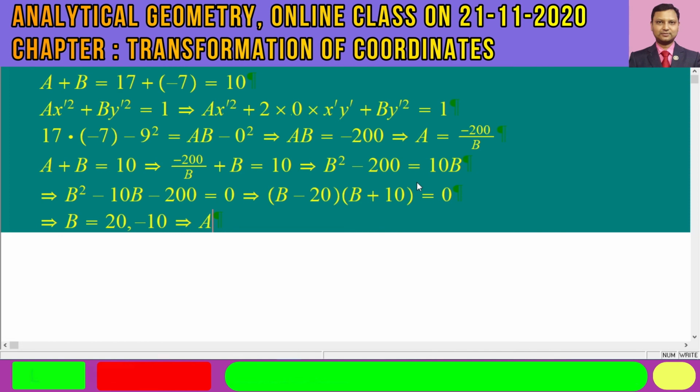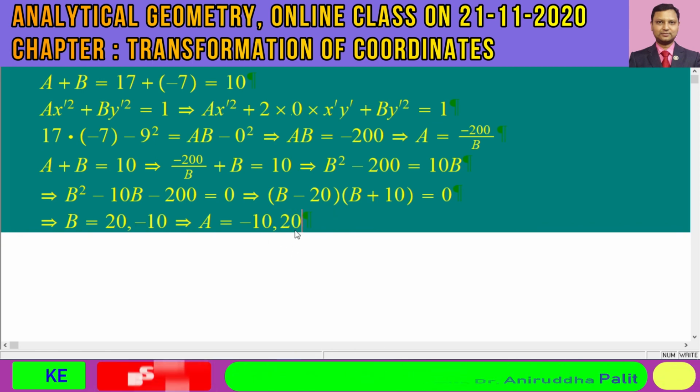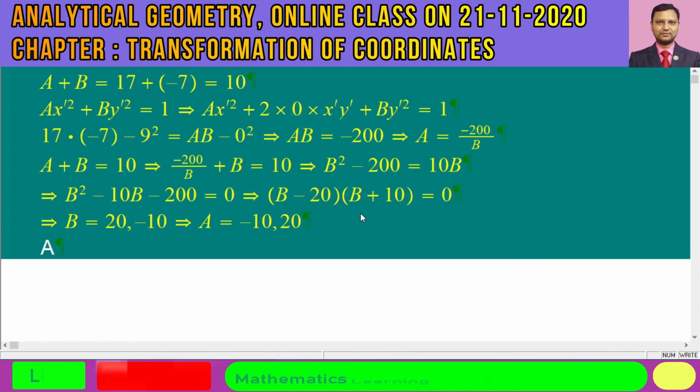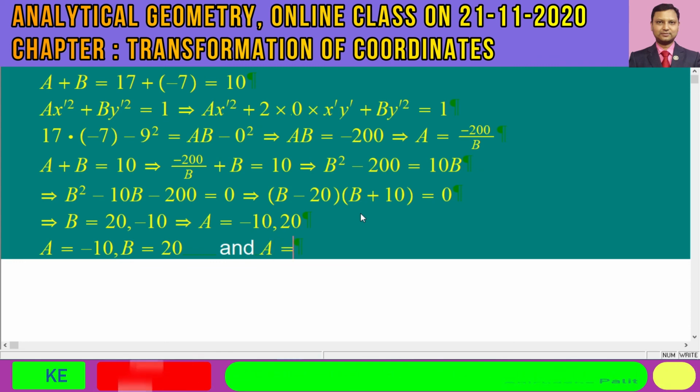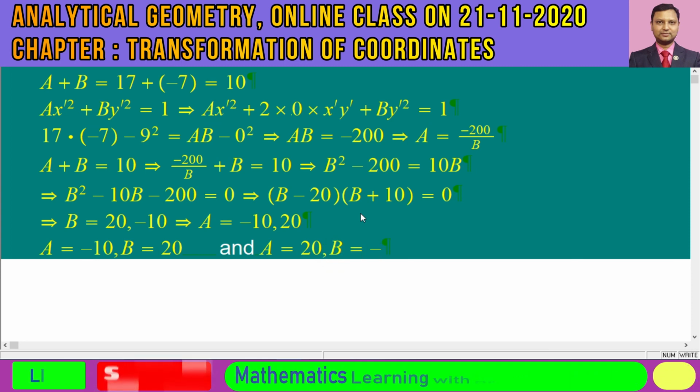And subsequently if b is equal to 20, a becomes is equal to how much? If b is equal to 20, a becomes is equal to minus 10, and if b becomes is equal to minus 10, you would get a is equal to 20. Okay, so we actually have two sets of values. One solution is that a is equal to minus 10, b is equal to 20, that is one set, and another set is that a is equal to 20 and b is equal to minus 10.